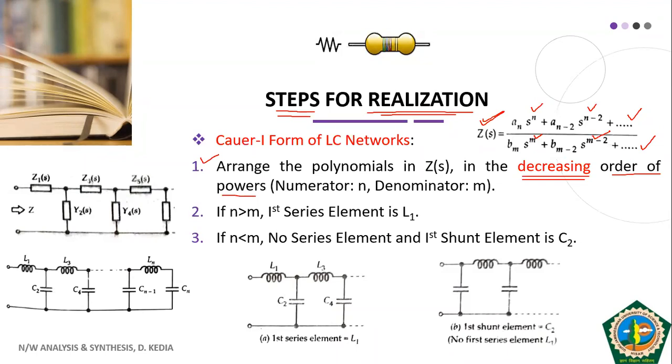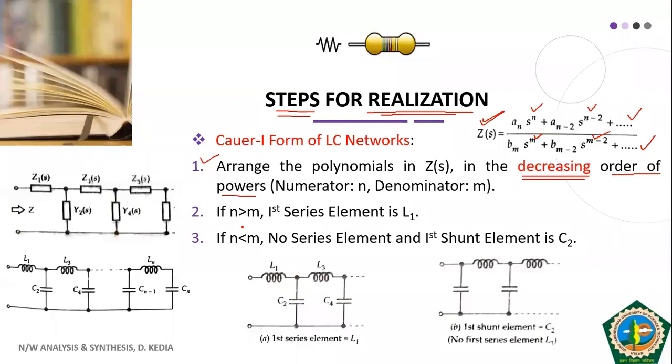Fine. Now n is our numerator power and m is the denominator power. Then what we have to do here, in case of Cauer forms, is identify the first element of the network and the last element of the network. So first, let us identify what will be the first element.